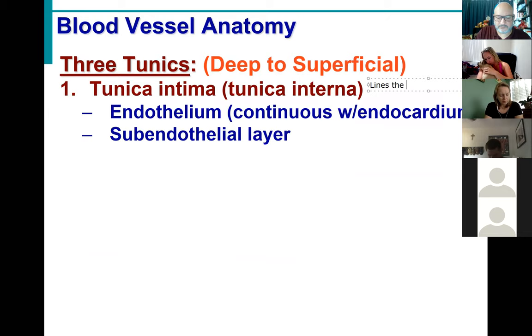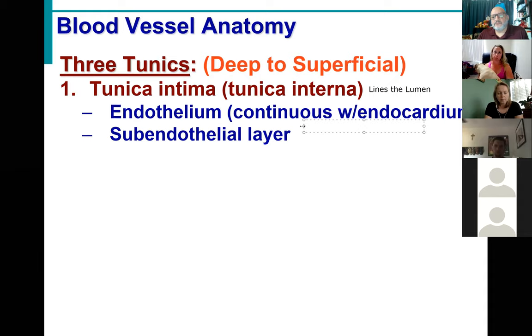So what lines the lumen where the blood is located is our tunica intima, also known as the tunica interna. Both of those are acceptable terms. It is lined with an endothelium. This endothelium, of course, is what type of tissue? It is an epithelial. You are right. It is absolutely an epithelial tissue. And if you remember, we said it was continuous with the endocardium of the heart. So excellent. That reminds us that it is a simple squamous epithelial tissue.